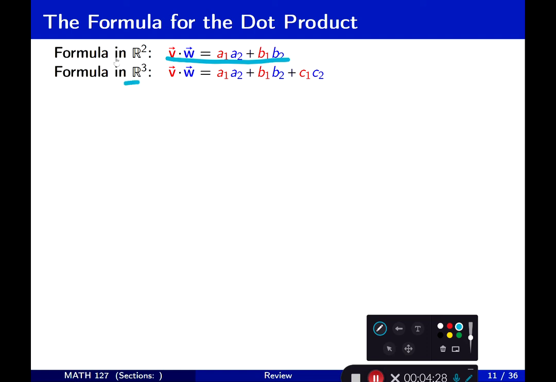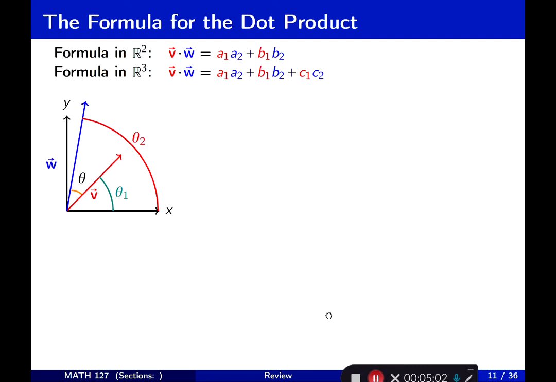And similarly, if v and w are in R3, then v dot w also is a1 times a2, plus b1 times b2, plus c1 times c2. And there is a beautiful little geometrical proof of that we want to see.